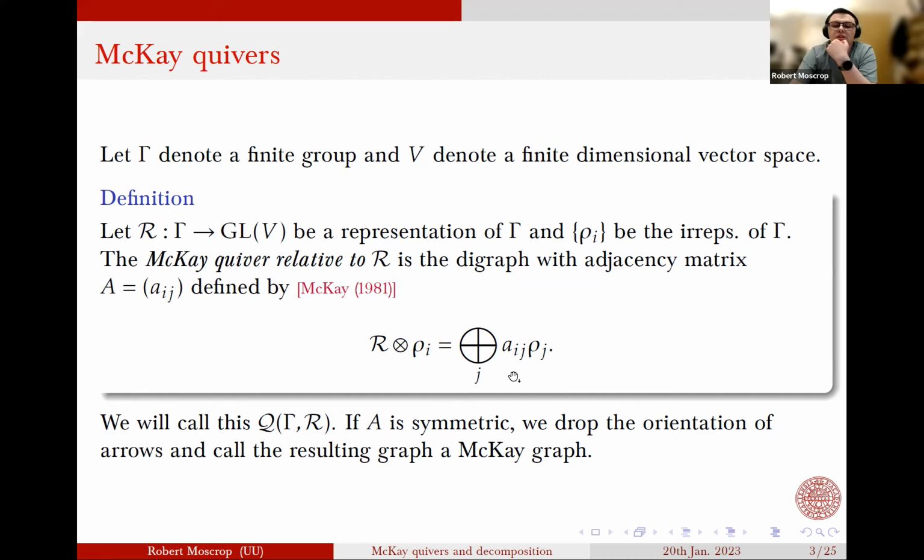These A_ij are going to be non-negative integers, and I can package them up into a matrix. All I now say is that matrix is the adjacency matrix of some directed graph. And that is the definition of a McKay quiver, purely algebraically. Throughout this talk, I will call this Q_Γ(R).